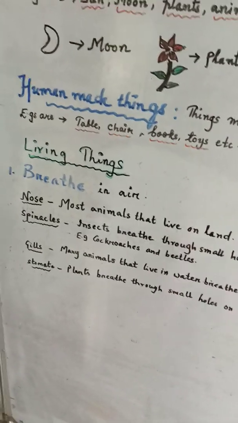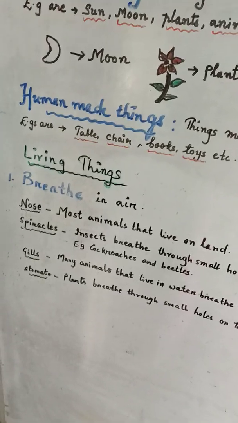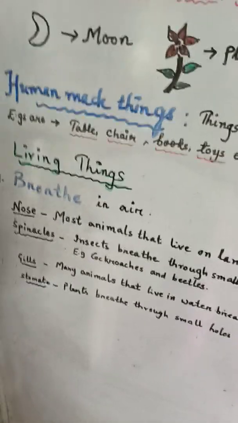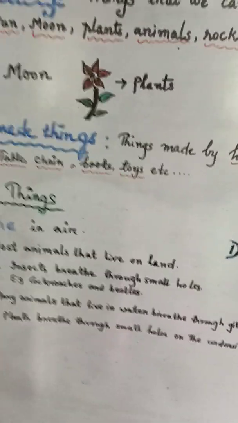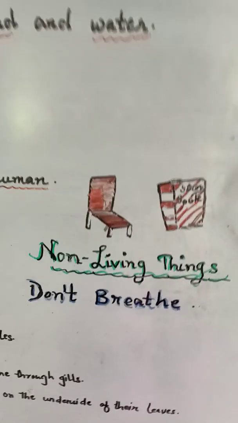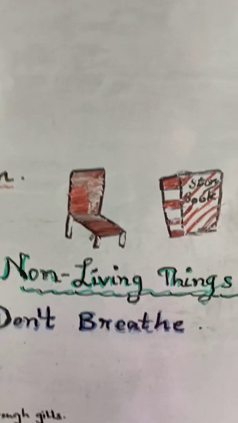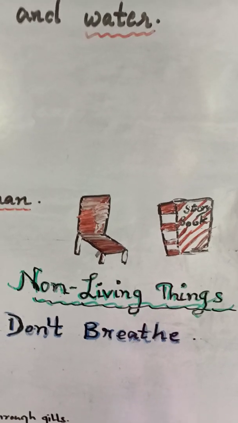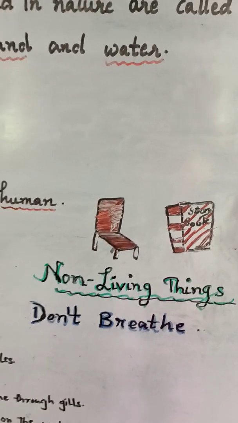Did you all understand? So nose, spiracles, gills, stomata, these are the four parts that help living things breathe in air. Now we will see about the non-living things. Do they breathe or not? No. Non-living things do not breathe. Did you understand, children?